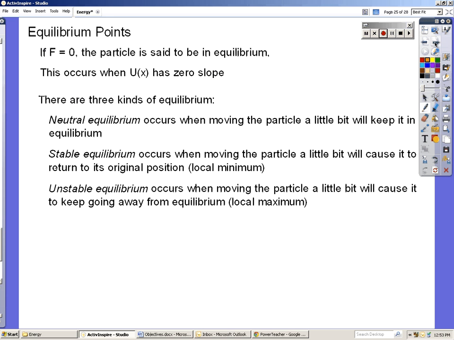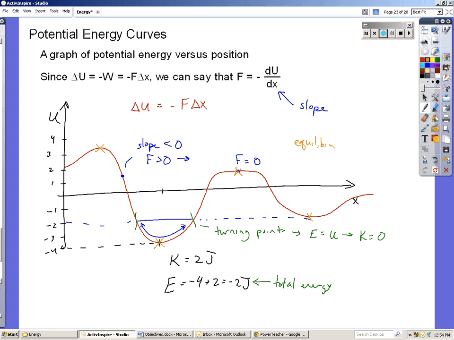And there's a couple different kinds of equilibrium. The first kind is neutral equilibrium, and that occurs when if you displace the particle from equilibrium a little bit, it will still be in equilibrium. Basically, that's where it's flat for a large distance. This is a neutral equilibrium point.